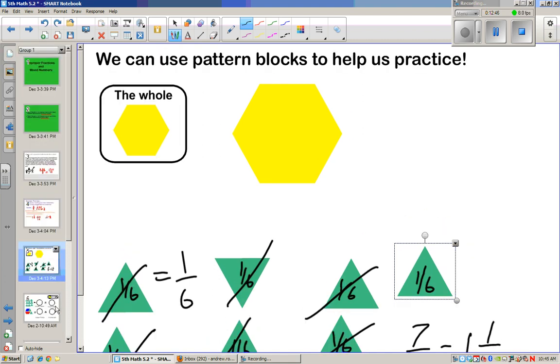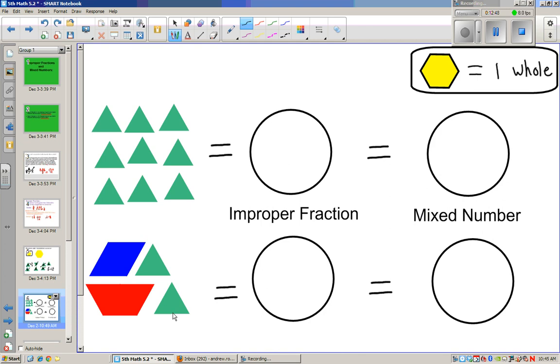Now, here are a couple of problems for you to try on your own. So you can pause the video here, try them out. I want to know what this would be as an improper fraction and a mixed number. And then I want to know what this would be as an improper fraction and a mixed number. So pause the video and try it out.